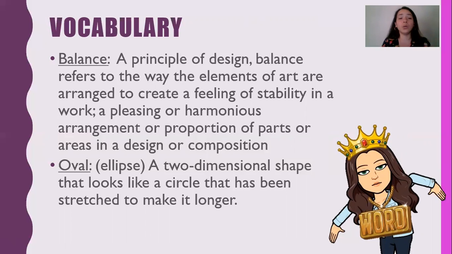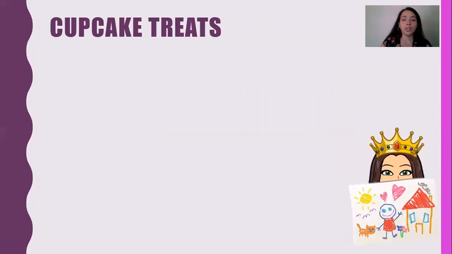Things are equal. An oval is an ellipse. It's a two-dimensional shape that looks like a circle that has been stretched to make it longer. And I'm sure you already knew that. So we're going to do our cupcake treats. We're going to start with a skinny oval.